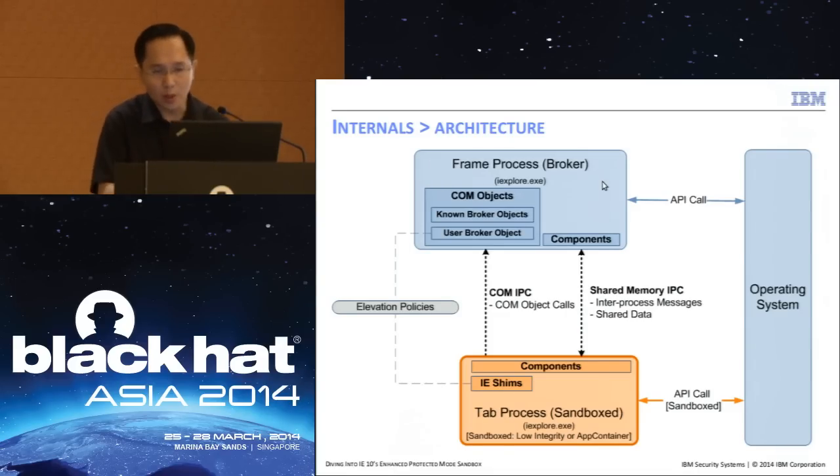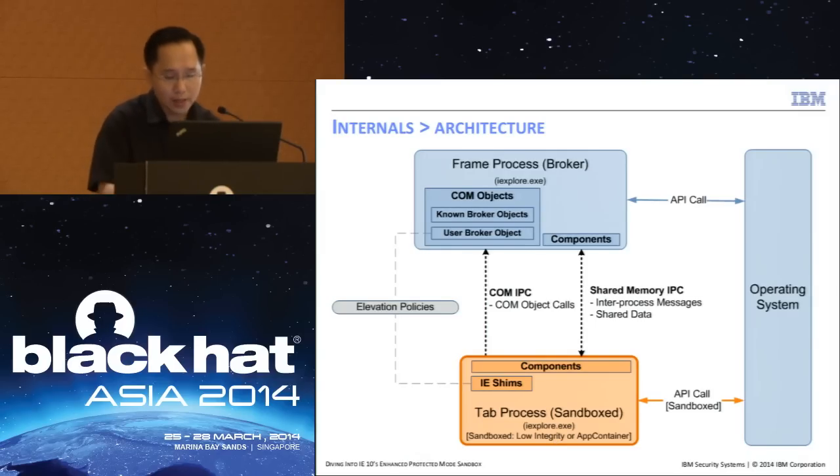The IE sandbox is composed of two processes. The frame process, also called the broker process, hosts the browser window and performs the privilege operations. The tab process, also called the sandbox process, hosts the browser tabs and processes the untrusted data, such as HTML and JavaScript. The broker process runs in medium integrity, while the sandbox process runs at low integrity or in a more restrictive app container if EPM is enabled.